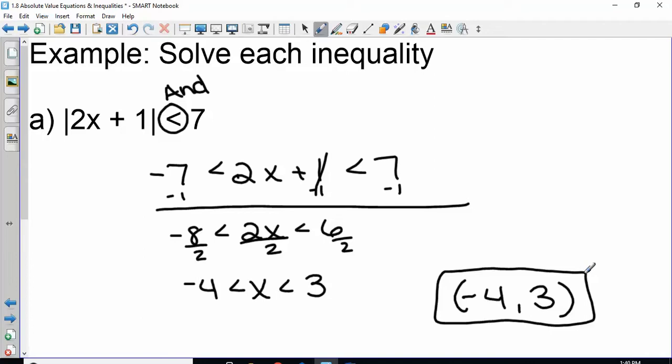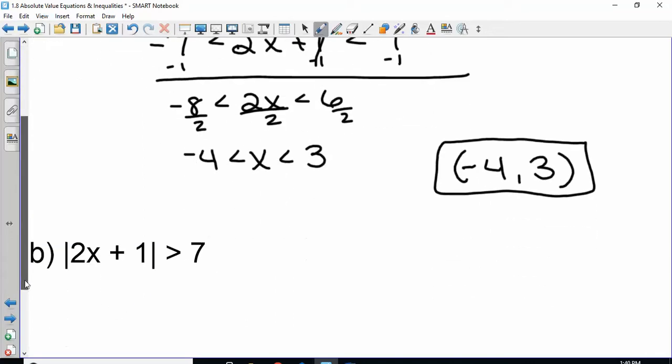Okay. All right. Is that okay with everybody? Is that how you did it last year? Did she separate the two inequalities? Do you want me to do it that way, or is this okay? No. This is all right?